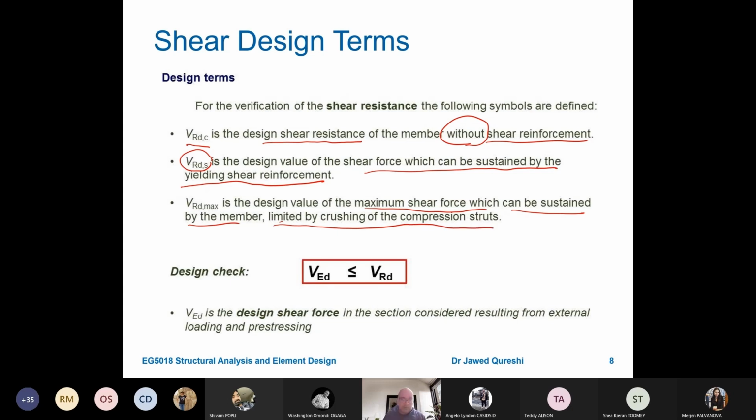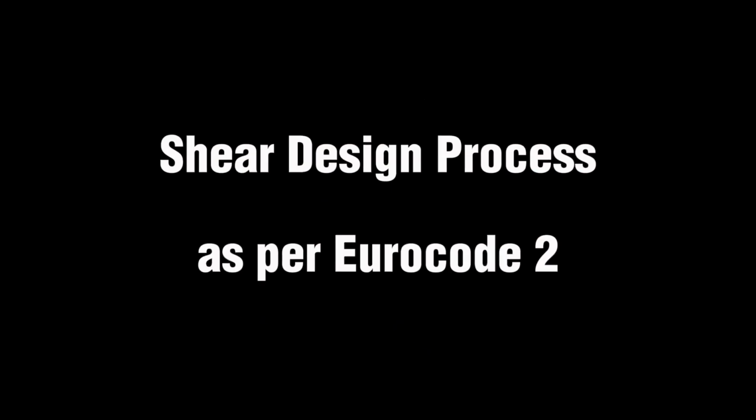Now the design check involves that VED, which is applied shear, is less than or equal to VRD. That is your design shear, where VED can be obtained from the shear force diagram V, where you can get the maximum value. Ideally, we should find shear force at least the depth of the section away from the support. But for simplicity, we say that we will find shear force at the center of the support.